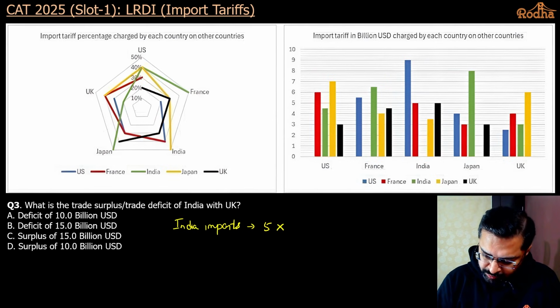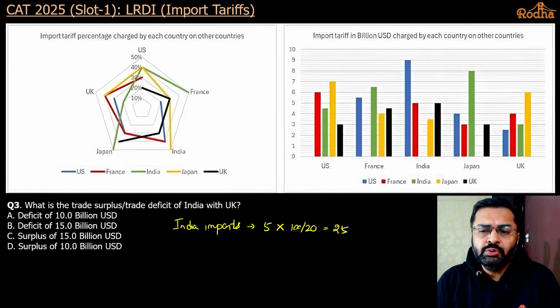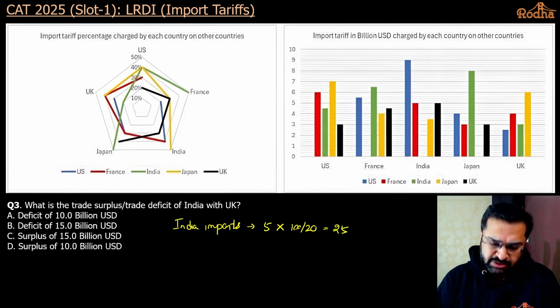5 into 100 by 20. So this is Indian imports, which would be equal to 25. If you want the unit, it will be billion USD, but we are not interested because we are just interested in comparison. So this is what India imports from UK. This is 25 billion US dollars. Right? That's the value of the goods.